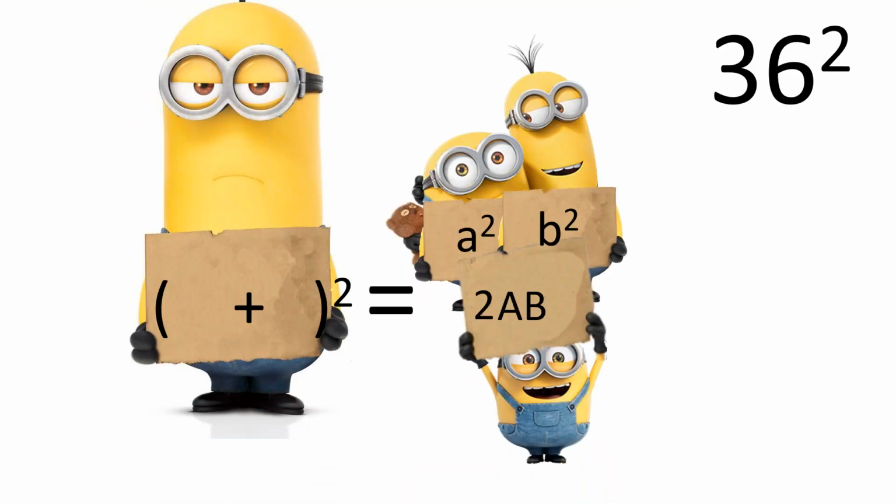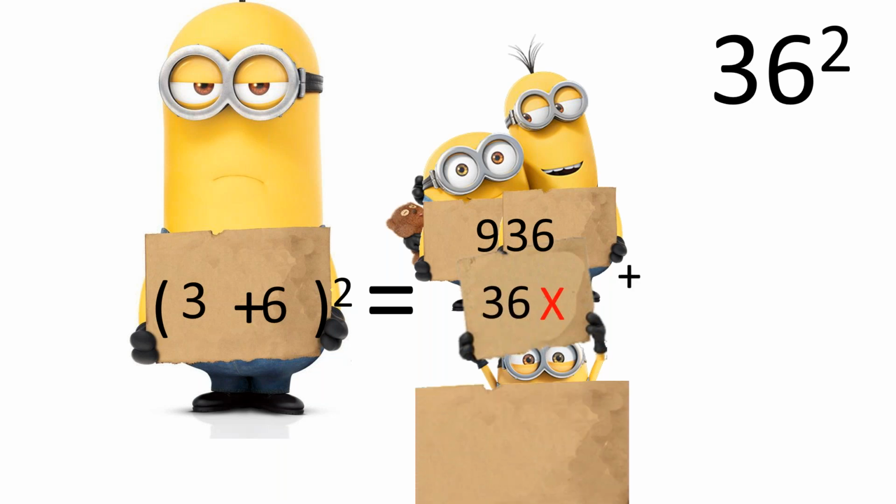So my question is 36 square. What is going to be the value for 36 square? A value is 3, B value is 6. So 3 square is 9, 6 square is 36, and 2AB is 2 into 3 into 6. 6 3s are 18, 18 2s are 36. So I'm supposed to add them properly. So 6 and 9, and again 9 and 3 is there. If I add them, I'll be getting 12. So my answer is 1296.